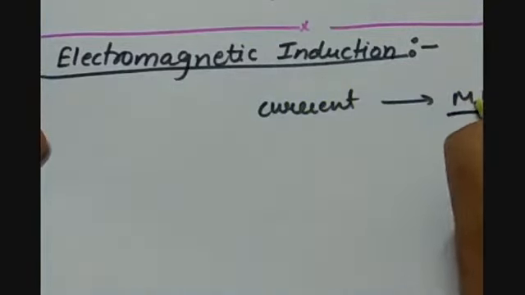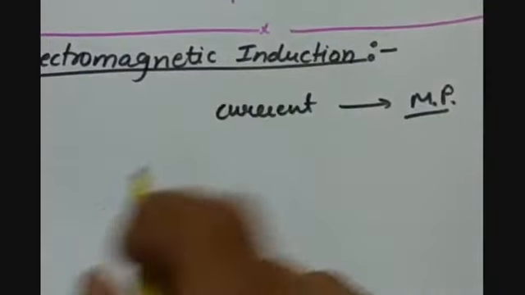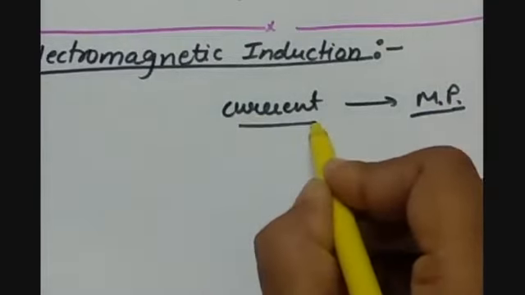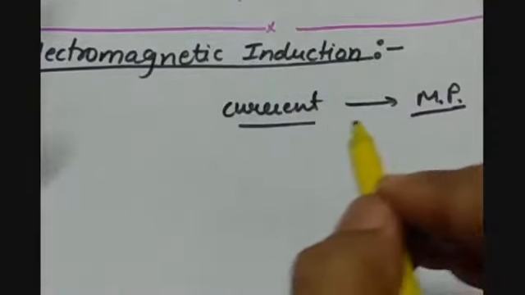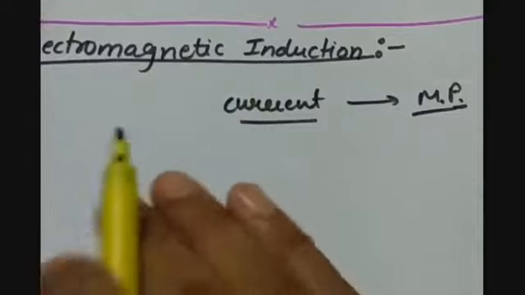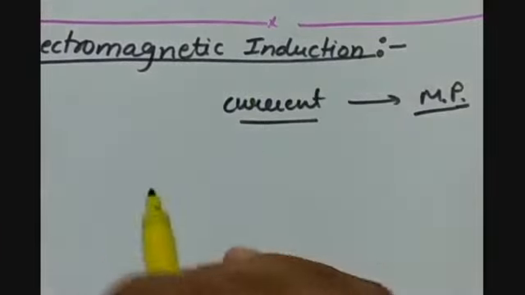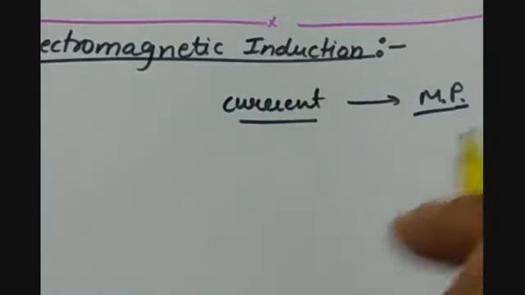That means a magnetic field can also produce current. When a current conductor which is not having current flowing in it right now is placed in a magnetic field, I should say a varying magnetic field.